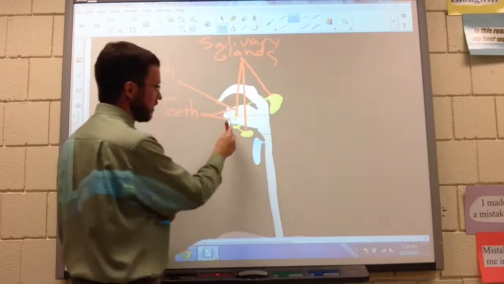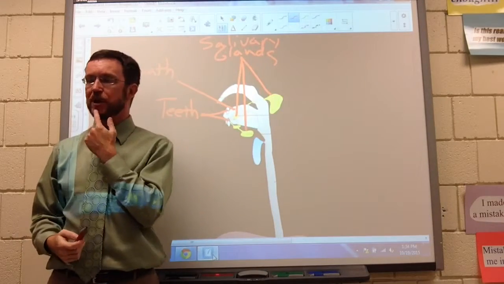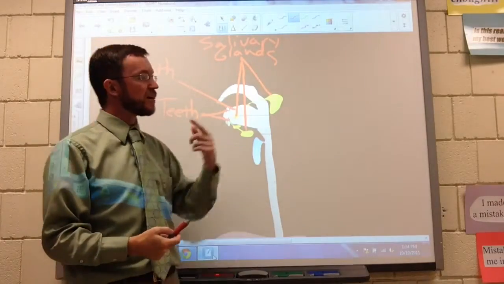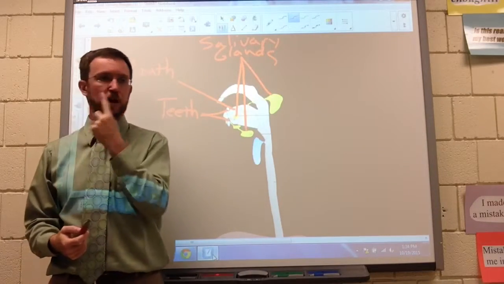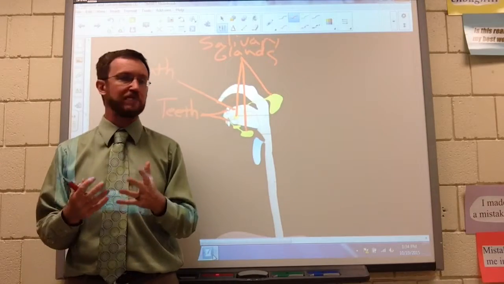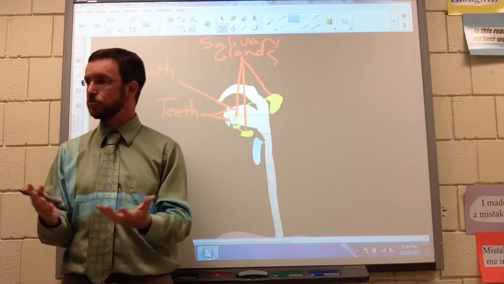You got some that are just behind your teeth on the bottom. You got some that are basically attached to the bottom of your tongue, the underside of your tongue, and then you've got some that are at the top of your mouth toward the back. But they all have the same job. They dump saliva into your mouth to help with digesting things, okay?